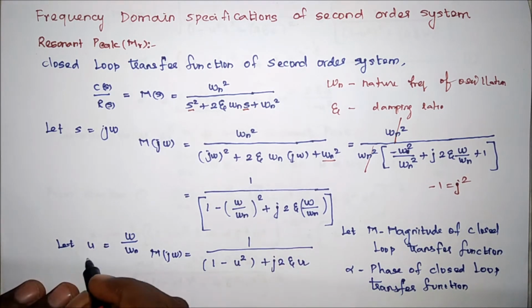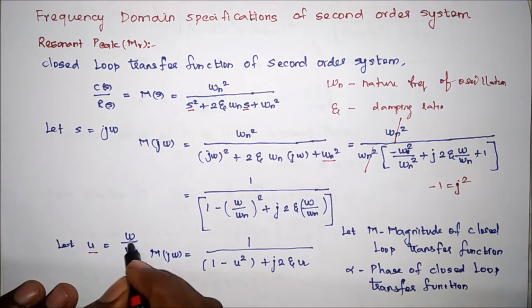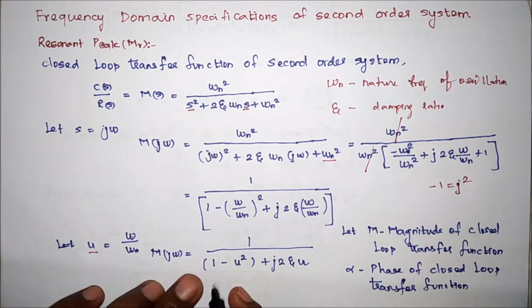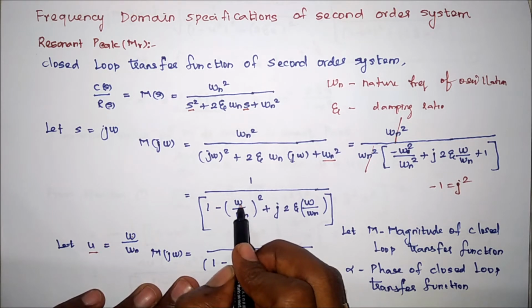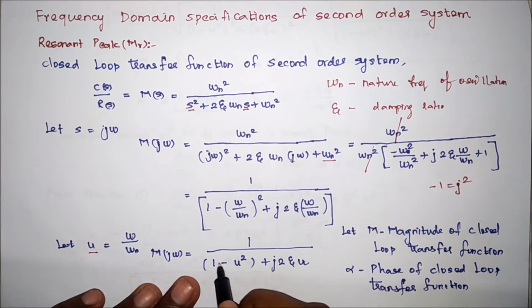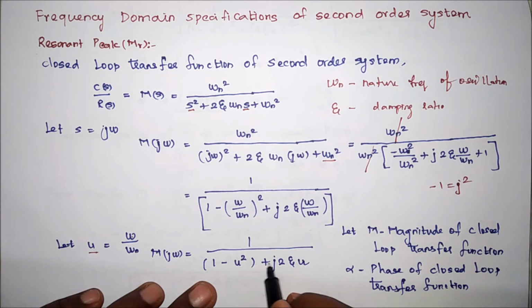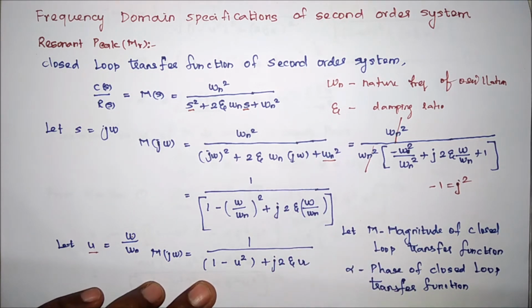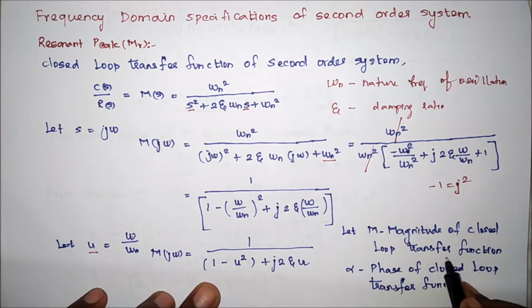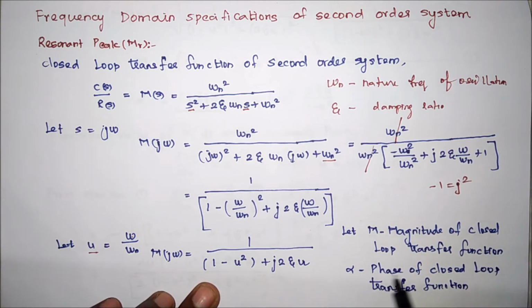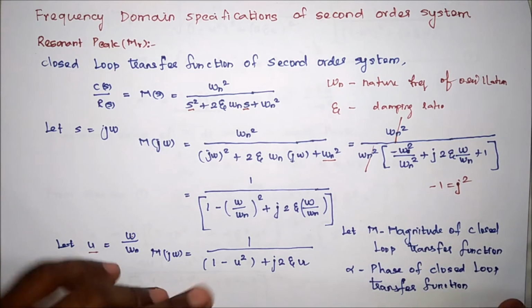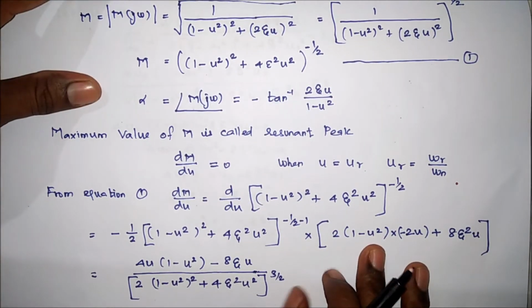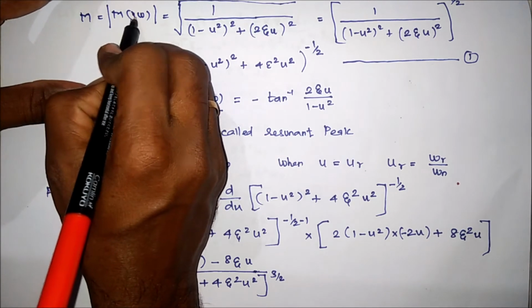Next we are going to consider u equal to omega divided by omega n. So we are going to substitute into this equation. So u equal to omega divided by omega n. Therefore it will become 1 minus u square plus 2j eta u. Actually here M is the magnitude of closed loop transfer function, alpha is the phase angle of closed loop transfer function. After substituting, now we have to take the magnitude for this.